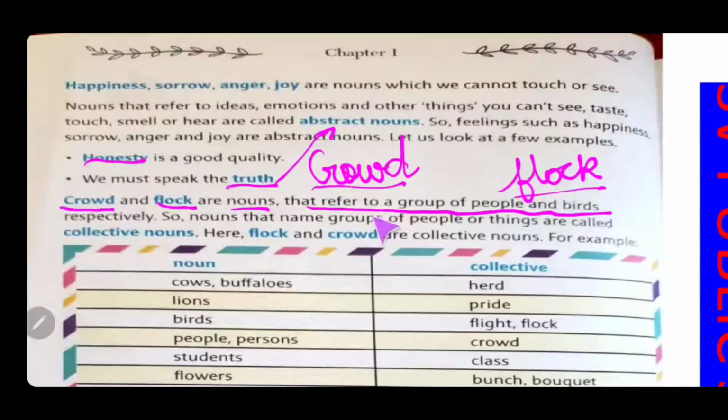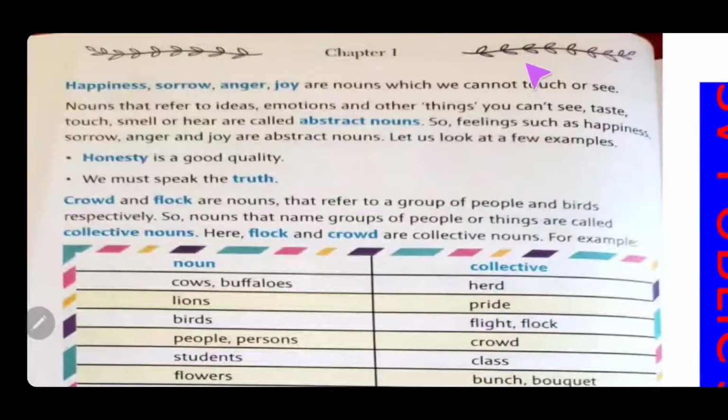Crowd refers to a group of people. So, nouns that name groups of people or things are called collective nouns. Here, flock and crowd are collective nouns.